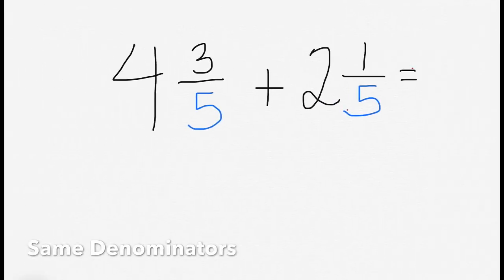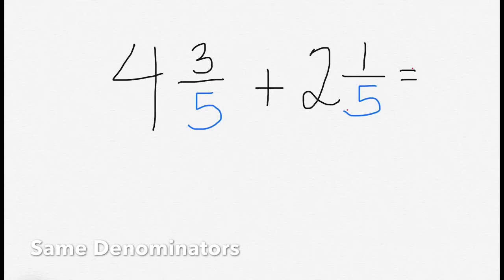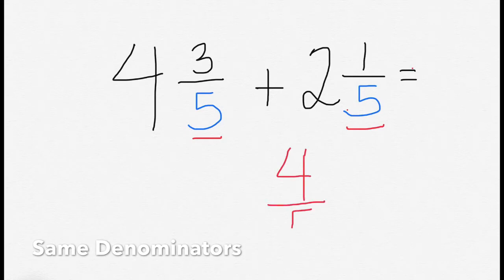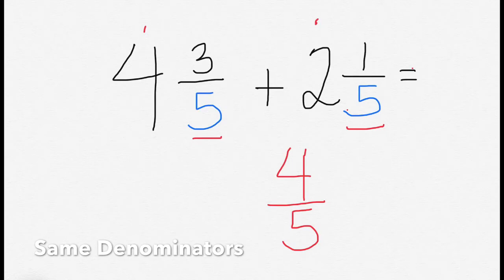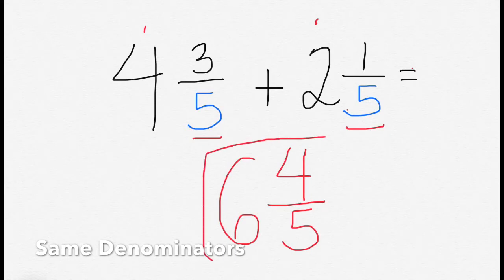So let's take a look at adding two mixed numbers with the same denominator. When you have the same denominator, you can just add the two proper fractions together. In this case, 3/5 plus 1/5 would yield 4/5. Then you can add the two whole numbers, 4 and 2, which would yield 6. So your answer would be 6 and 4/5.